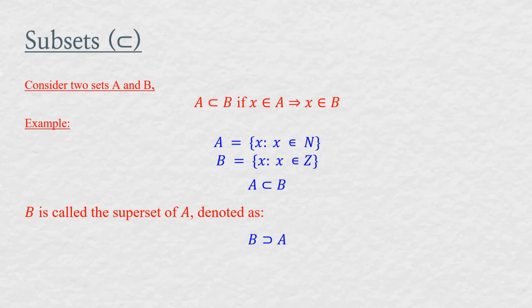The next definition is the definition of a subset. A subset is denoted by this symbol. Now consider two sets A and B. A is a subset of B if every element in A is also in B. For example, if A is a set of natural numbers and B is a set of integers, since all natural numbers are also integers, A is a subset of B. In this example, B is called the superset of A, denoted with this symbol.